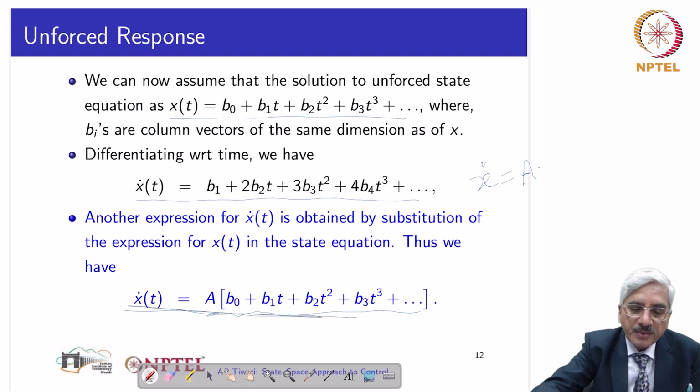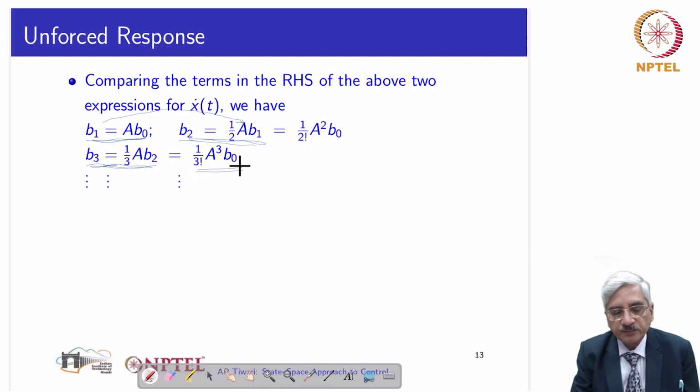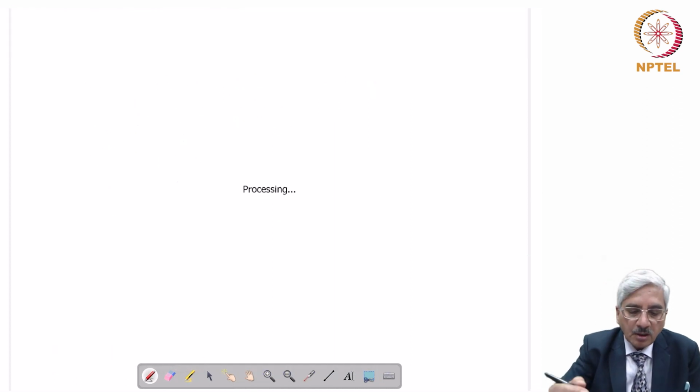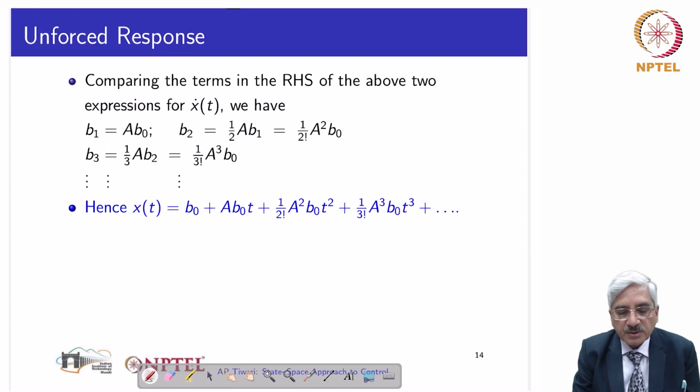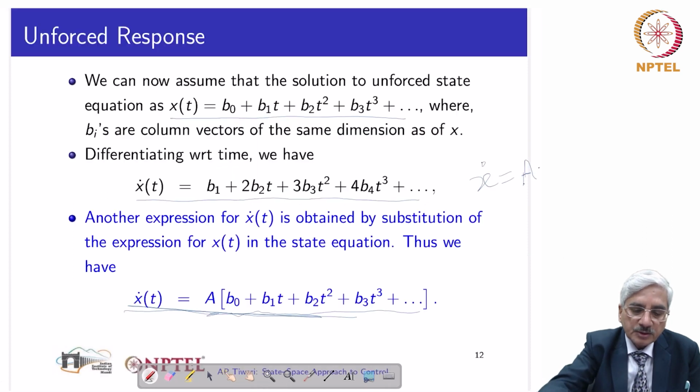So we can compare the different terms, and by comparing we will obtain b1 as A b0, b2 as half A b1, which, after substituting b1, we will get 1 by factorial 2 A square b0. b3 will be obtained as 1 by 3 A b2, and again b2 is substituted in terms of b0, so it will give 1 by factorial 3 A cube b0. This we do with all the terms, and we substitute the things so obtained into the expression for x(t) which was assumed here.